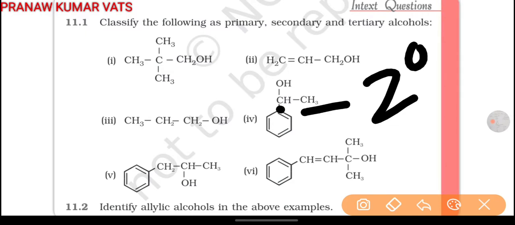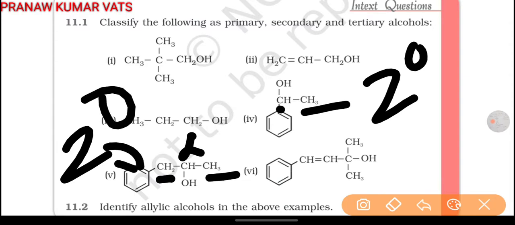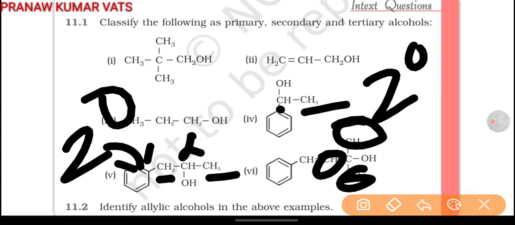Now if we come to question number 5, this carbon is the alpha carbon, the carbon with which the functional group is attached. How many carbons are attached with this carbon? 2 carbons are attached, one CH3 here and one CH2 here. Total 2 carbons are there. So this is 2 degree, or secondary alcohol. Now we come to 6. How many carbons are attached? 3: 1, then 2, and then 3. So this one is our 3 degree alcohol, or tertiary alcohol.